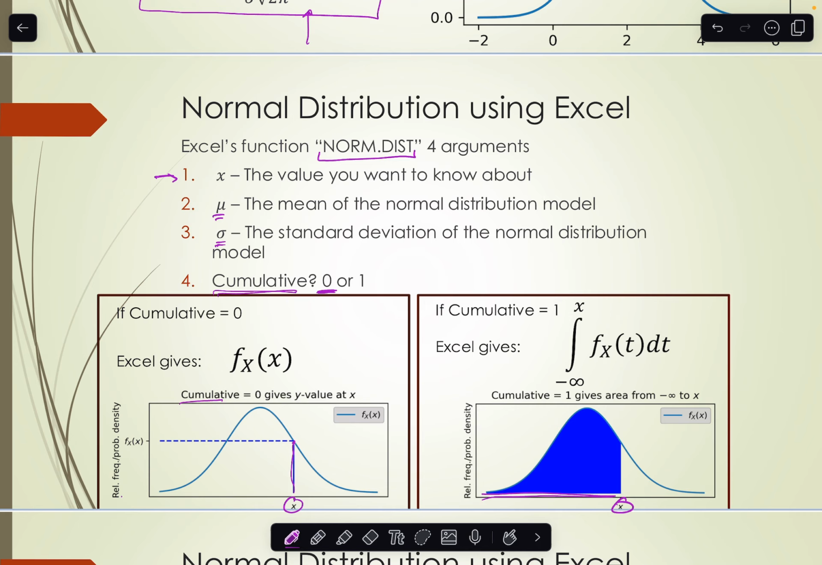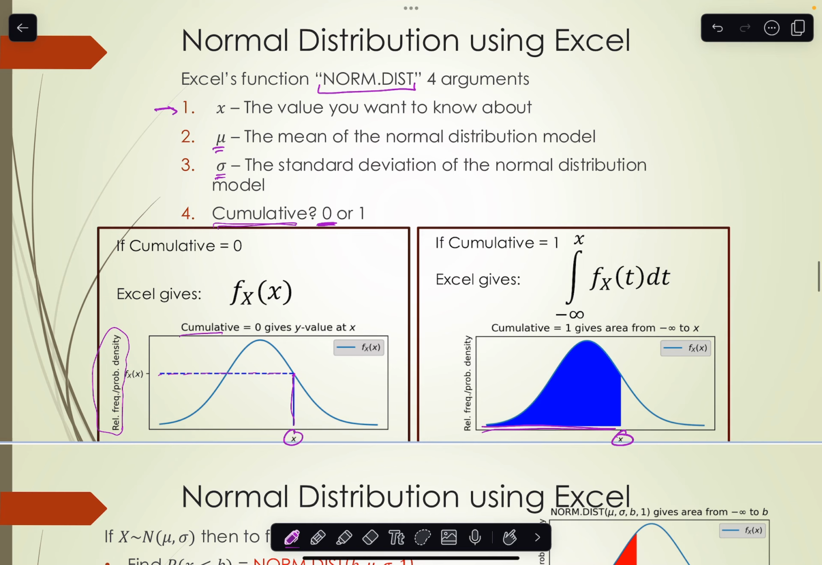And what that gives you is not a probability. It gives you a relative frequency or probability density. If cumulative is 0, we hardly ever use cumulative equals 0. On the other hand, if we stipulate cumulative equals 1, then that means basically true here. We do want to get the accumulated probability up to the point x. Then that is going to give us the left-hand area from negative infinity to x.